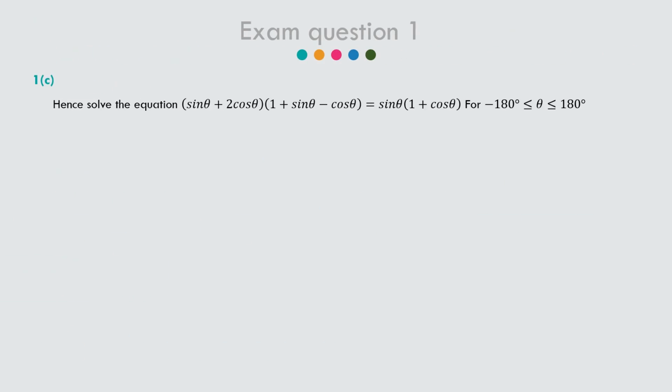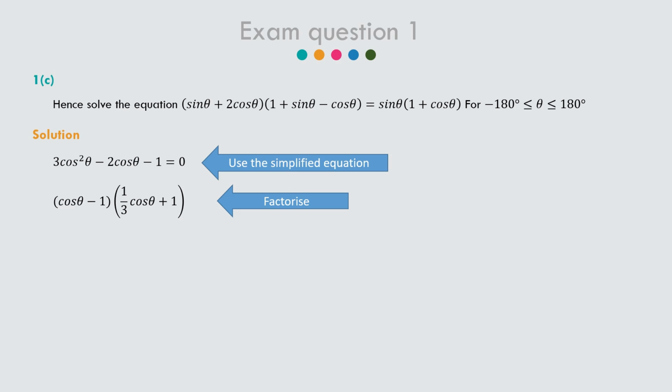The final part of our exam question is to solve the equation for the range -180 degrees to 180 degrees. To find the solutions in the range, it is best to use the simplified equation. Notice that the simplified equation looks like a quadratic. We can either factorize the equation or use the quadratic formula to solve. Here I have factorized, and you can see that we get 2 values for cos theta: 1 or -1/3.